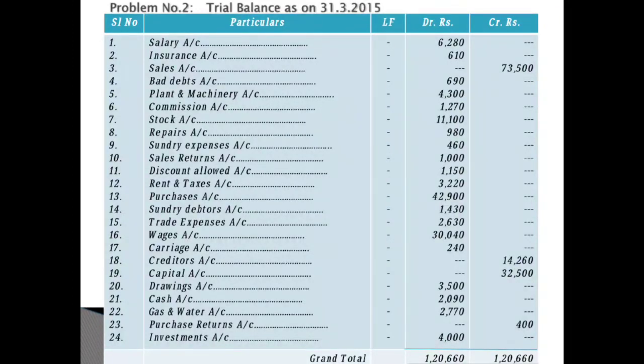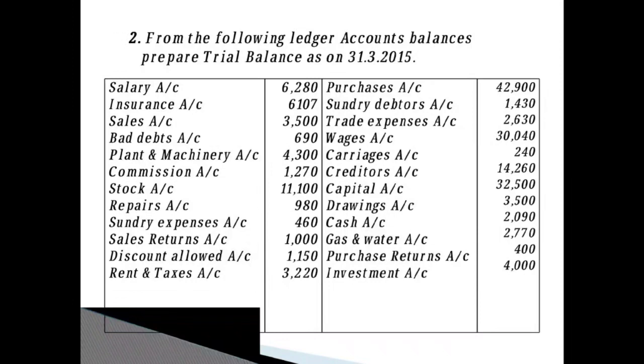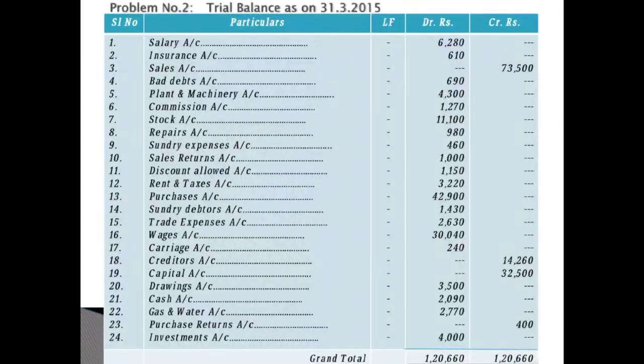The next you have, after creditors, capital account 32,500. Capital means, as I said, always credit balance. Okay, so capital account we have recorded here, the 19th one, capital account credit balance 32,500.